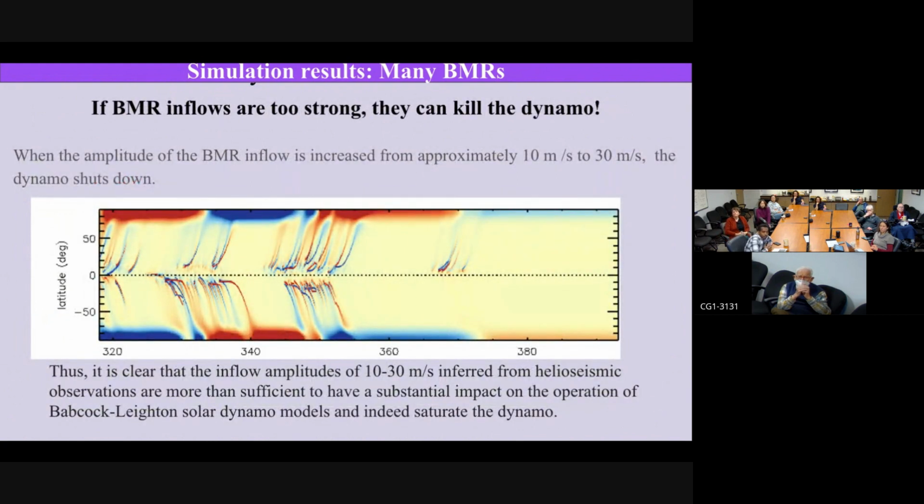The other striking result we got is that if the inflow is too strong, total dynamo shutdown can happen. This is with 30 meters per second, so it kills the whole dynamo operation. That means observation shows that the inflow of up to 30 meters per second inferred from the helioseismic observation is more than sufficient to saturate the dynamo, or it kills the dynamo as a whole, as you can see here.